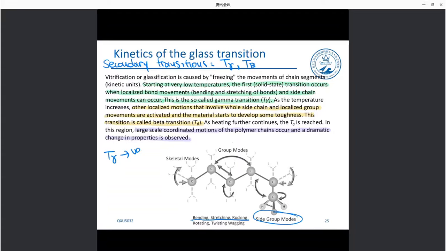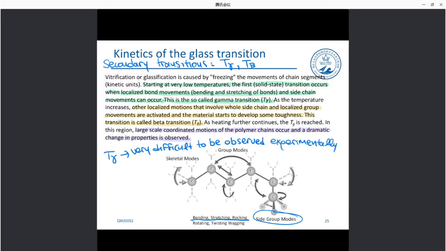The gamma transition is very difficult to observe experimentally, because the vibrations that are taking place are very mild, okay? We have a very, very low amount of vibrations between the side groups or some localized bond movements. So because it is so sensitive, it is not easy to observe it experimentally.